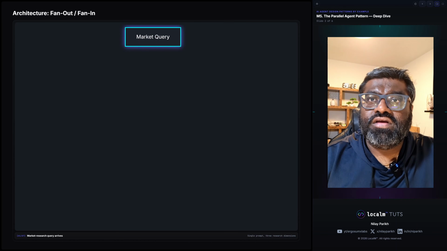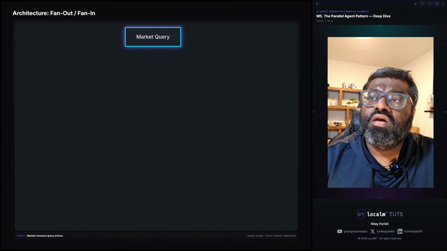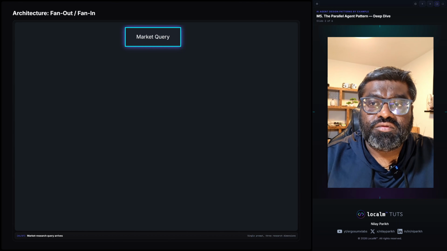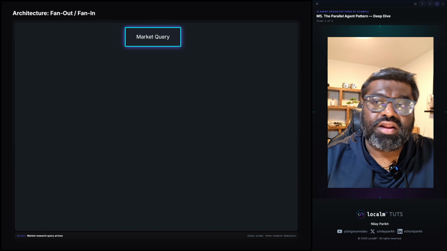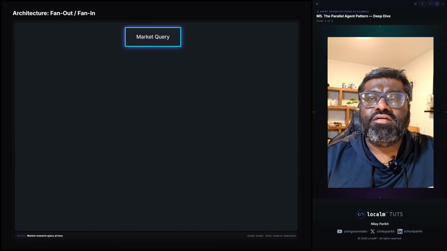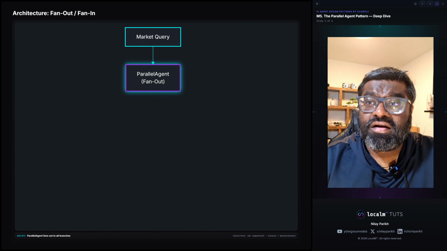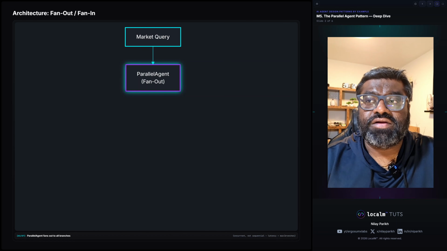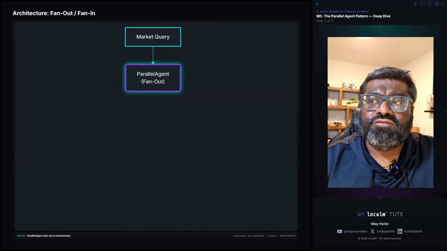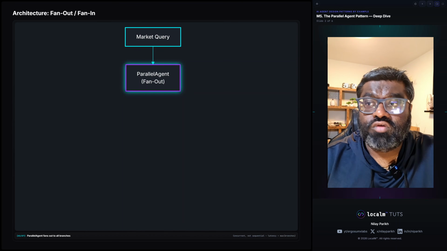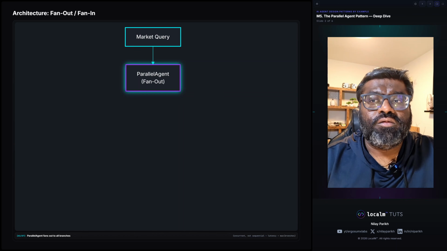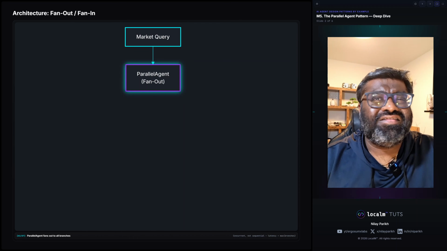Let's understand using a very simple example. You send a market research request, which requires cloud computing trends to be analyzed, competitor positioning, and developer sentiment to be analyzed. Totally three independent research tasks. The parallel agent fires all three branches at once. Nobody waits for anybody. They are all running concurrently. So your total latency is just the slowest branch, not the sum of all three.